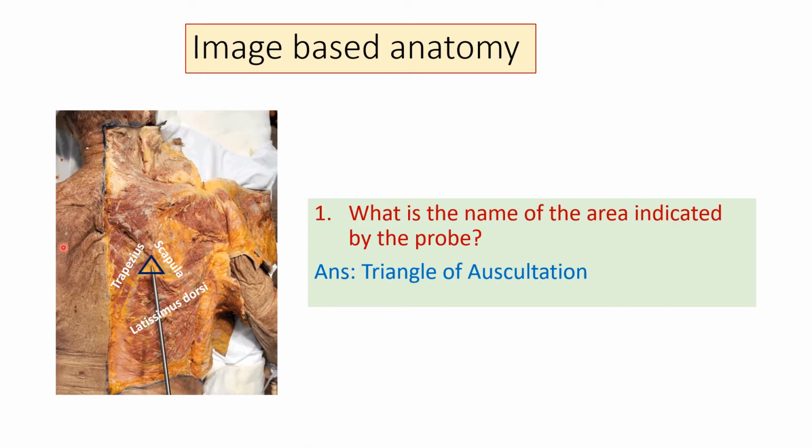So the name of this area, which is in the form of a triangle, is the triangle of auscultation, and the muscles that are bordering it you are seeing are the trapezius, the latissimus dorsi, and you are seeing the bone scapula.